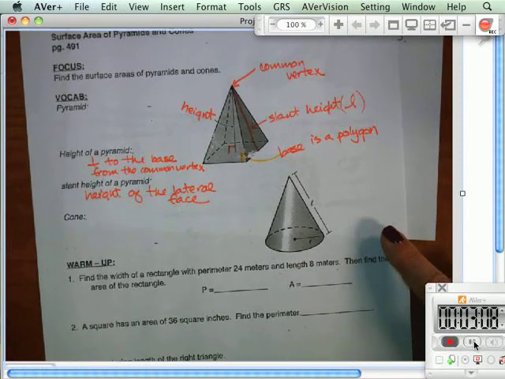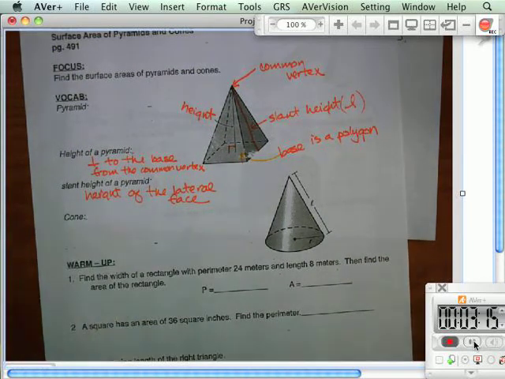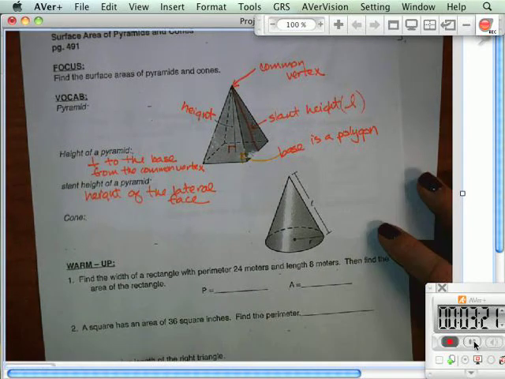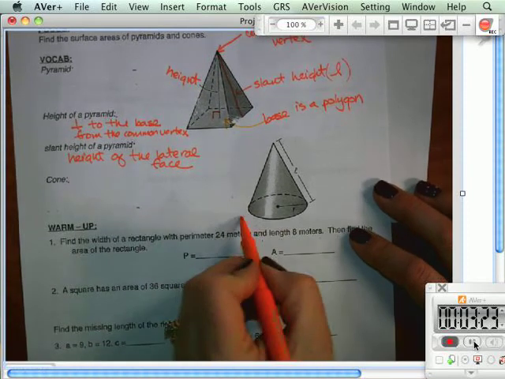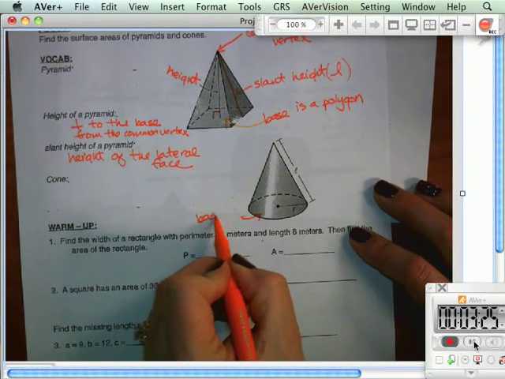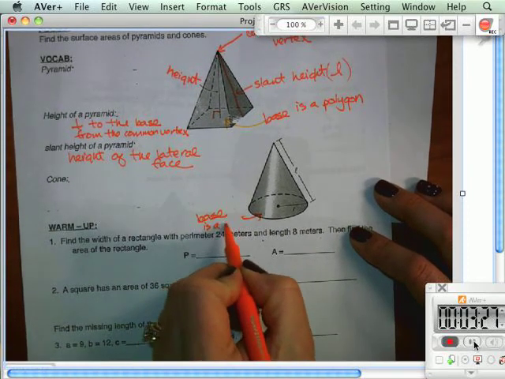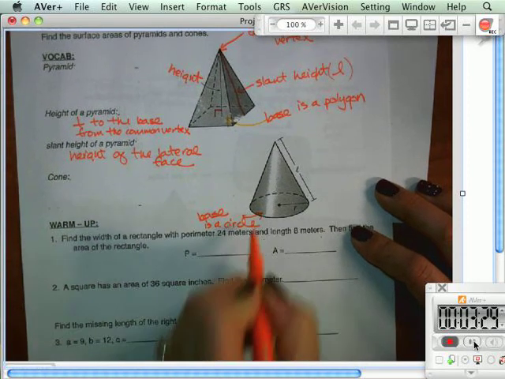Okay, so that's a pyramid. Could a pyramid also have a triangular base? Yes, it could. Right there. It's a triangular pyramid. All right, now, cone. The cone, of course, the base is a what? Circle. The base is a circle.